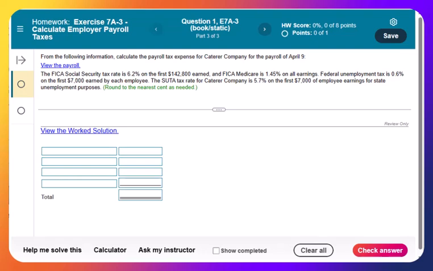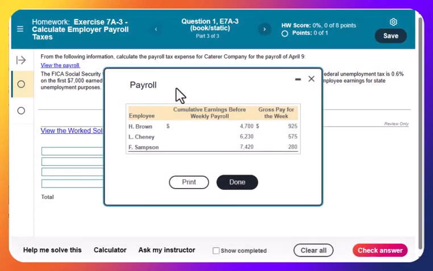Exercise 7A-3. We're going to calculate the employer portion of the payroll taxes. From the following information, calculate the payroll tax expense for Caterer Company for the payroll of April 9th. We can click here on this table. Looks like we have 3 employees here, the wages that they have earned prior to this payroll, and then this week's pay.